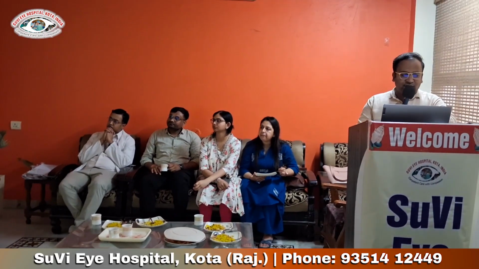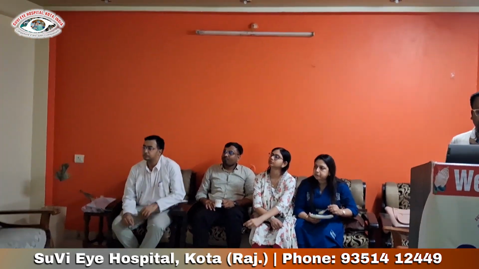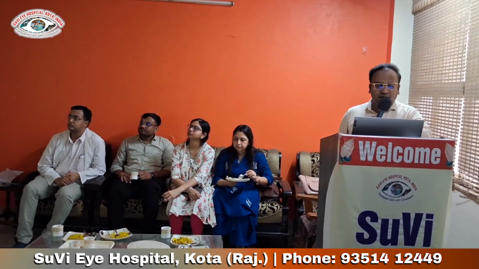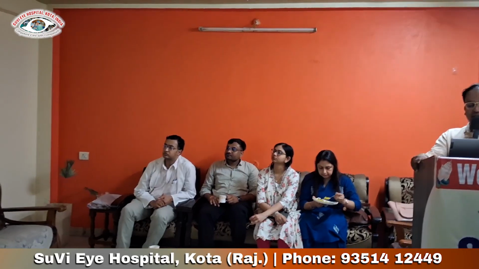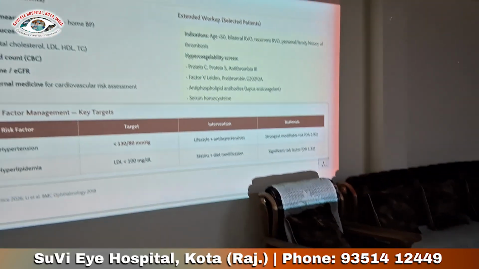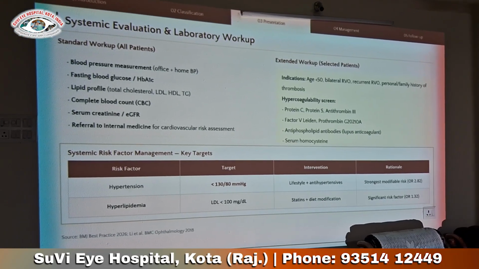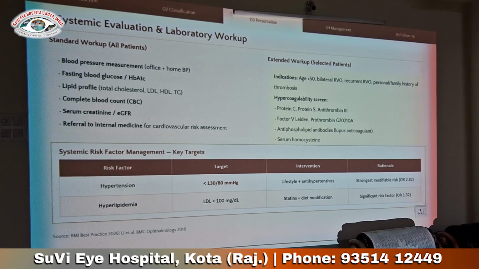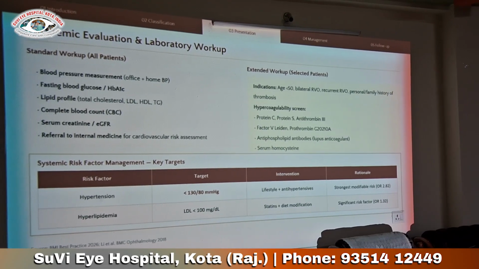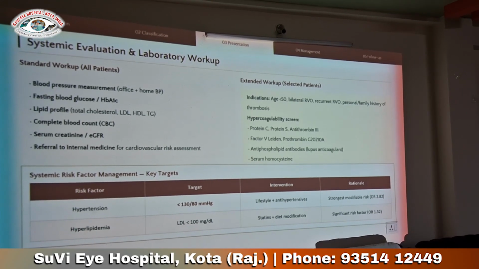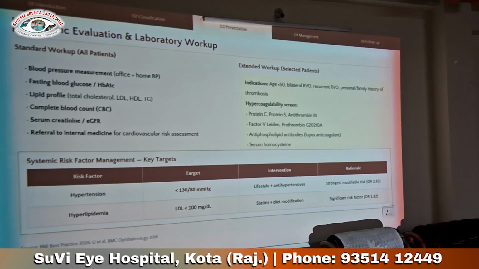Coming to the systemic evaluation, all patients would require blood pressure measurement, fasting blood sugar, lipid profile, CBC, and serum creatinine. Some selected patients, such as those with age less than 50 years, bilateral retinal vein occlusion, recurrent RVO, or a family history of thrombosis, we would go for other investigations like protein C, protein S, antithrombin III, factor V, antiphospholipid antibodies, and serum homocysteine.